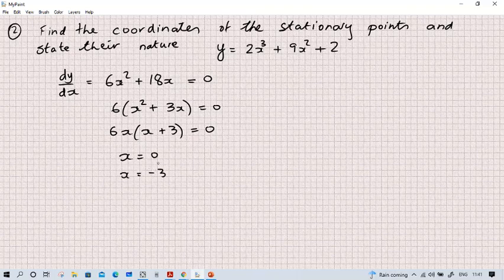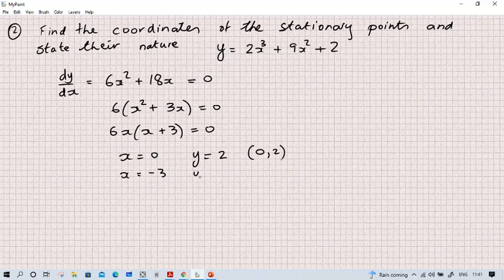So we need to find the coordinates of the stationary points. The x value of the first stationary point happens when x is 0. So when x is 0, y equals 2 times 0 cubed plus 9 times 0 squared plus 2, so y equals 2. So the first stationary point has coordinates (0, 2).